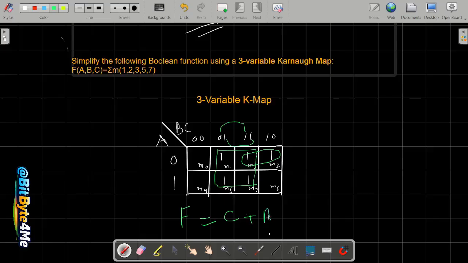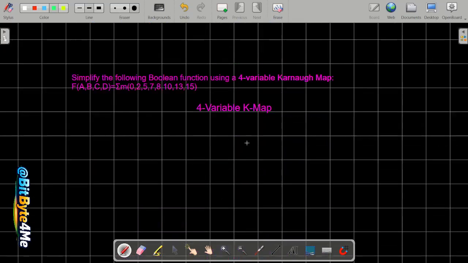It means A bar will come out. And for this, the value of B is 1 here and 1 here, so B will come. The value of C is 1 or 0. Here it is 1 and here it is 0, because we are seeing this pair. So the value of C is changing, so we won't consider C. So this will be the final simplified Boolean equation. So this is a 3 variable K map.